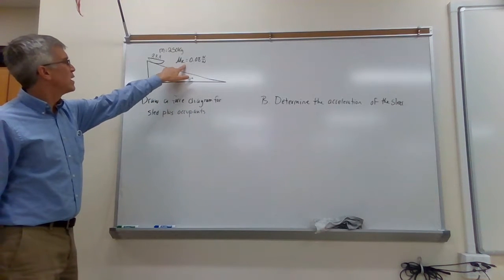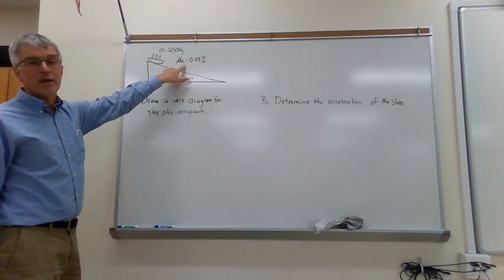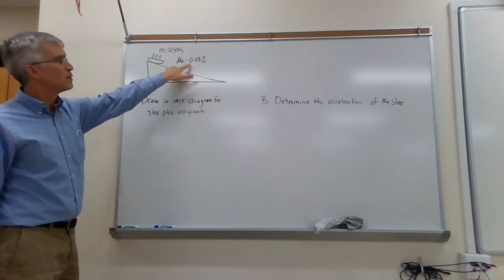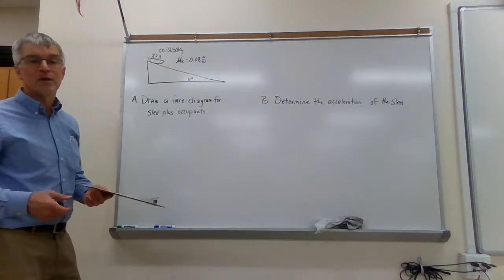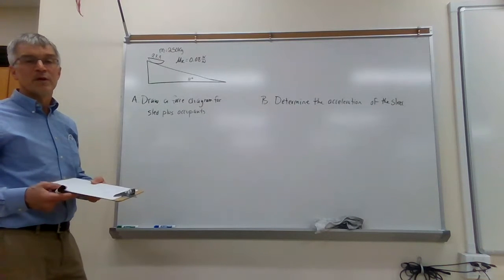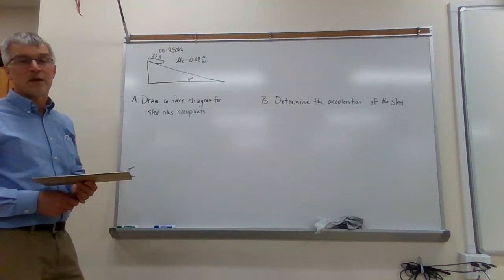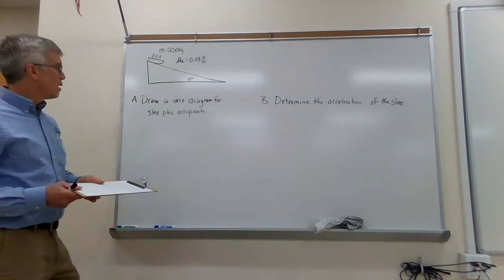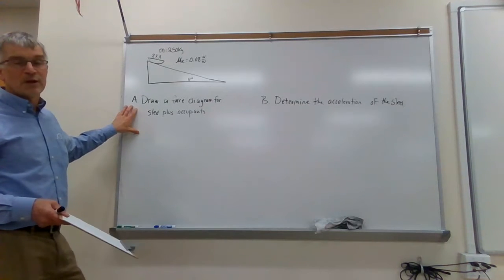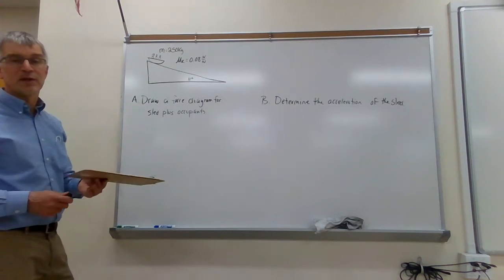And the coefficient of kinetic friction between the sled and the surface is pretty low. It's 0.08 newtons of friction per newtons of normal force. So it's slippery. There's not a lot of friction. The first thing we want to do is draw a force diagram for the sled and the sled's occupants.